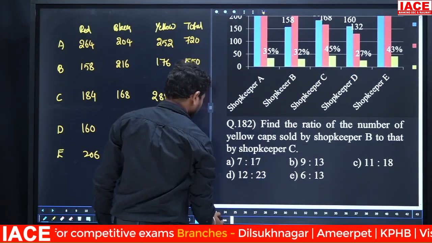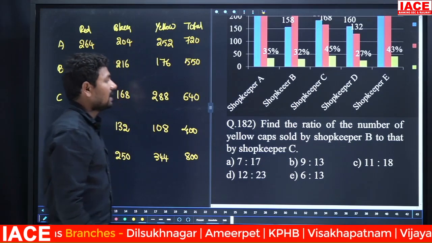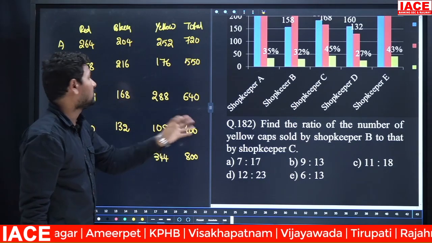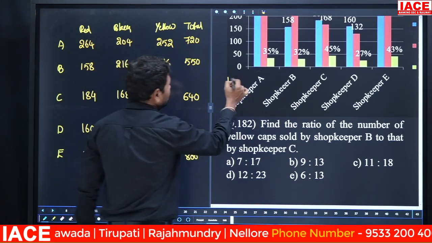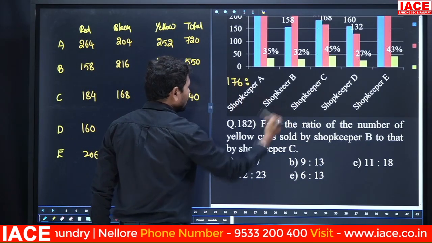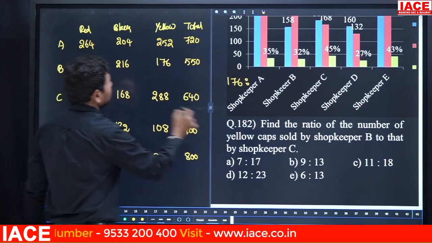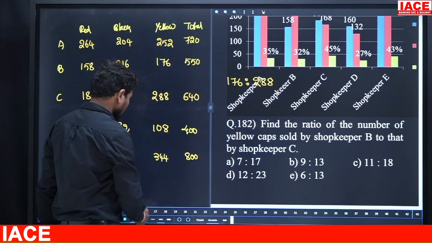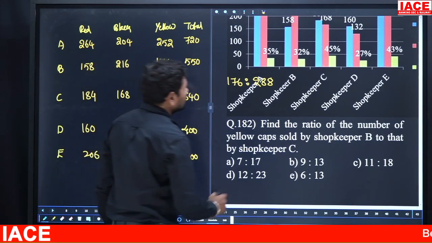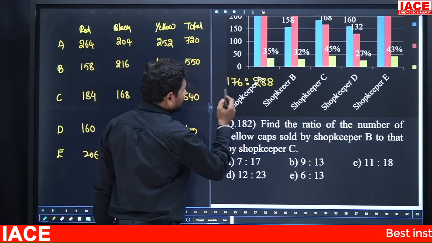For the data, find the ratio of the number of yellow caps sold by shopkeeper B. The number of yellow caps sold by shopkeeper B is 176, to that of shopkeeper C, which is 288. It will cancel with what number? 4. Or 11. Here 4 will be cancelled.